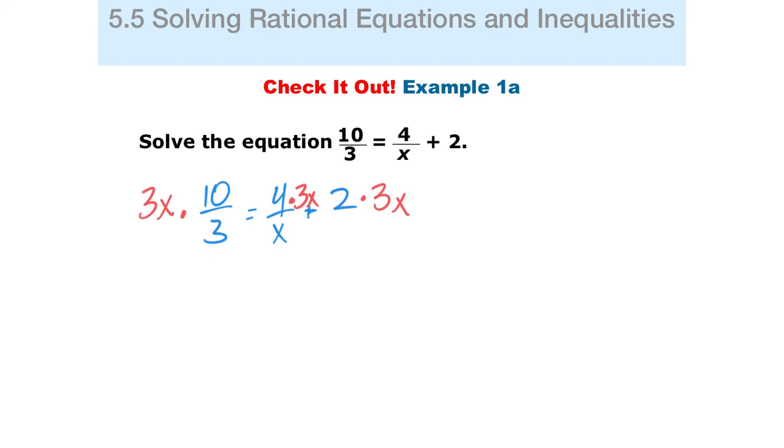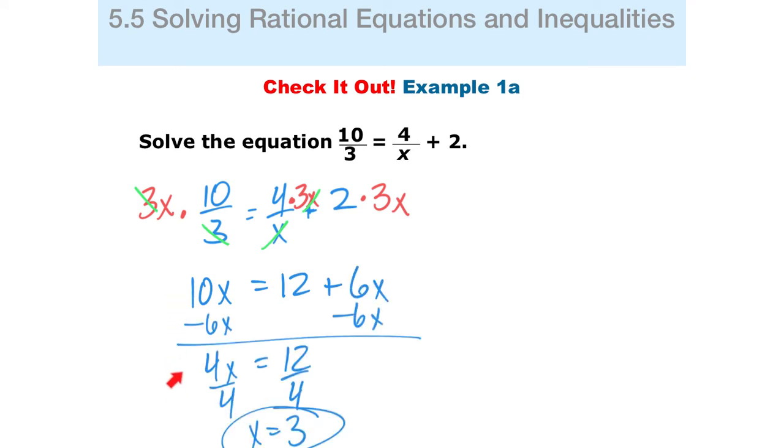In this example, I'm going to multiply every single term by 3x because that'll get rid of both of these denominators. When I do that, my 3's cancel there, so I'm left with 10x equals, my x's cancel here, so I'm left with 12, and then this last term is going to be 6x. I finish solving this just like a regular equation. I get x to be 3, and when I look back, that is a possibility because that would not cause me to divide by 0.